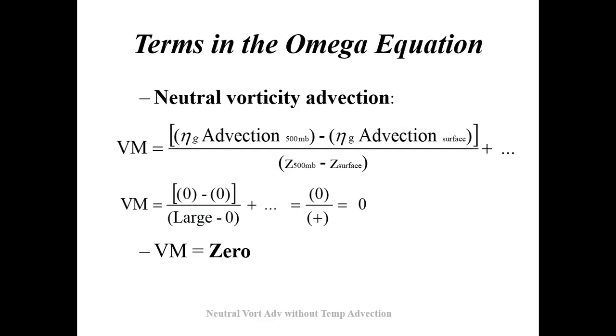What happens if we have neutral vorticity advection? So we have a case of positive vorticity advection. We have a case of negative vorticity advection. But there could also be a case where term 2, the vorticity advection, is neutral. In other words, it doesn't have a sign. It's not positive or negative. In this case, vertical motion is going to be 0.